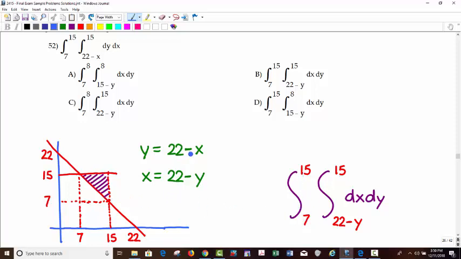Because obviously when you put 15 in there, you're going to get 7. If you put 15 for x into this equation, y will be 7. That's why I drew that 7 in there also. And then there we are. We have it. It will be right here. Answer B.